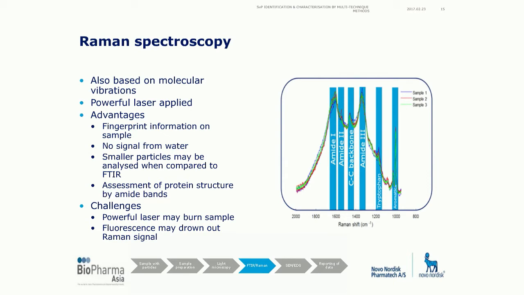The assessment of protein structure may be done by looking at the amide bands. Some of the challenges here is that when we use the laser, we may actually burn the sample. We may actually burn off the particle that we've spent time isolating. So this is a challenge that we need to be aware of. And likewise, fluorescence is a competing phenomenon when we talk Raman spectroscopy. And this may actually drown out the Raman signal if you have issues with fluorescence in your particle.